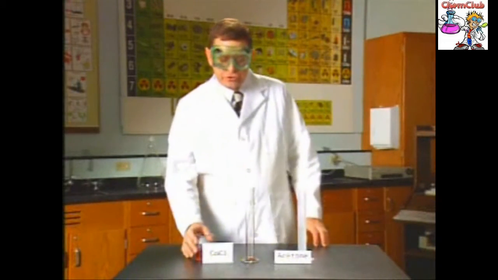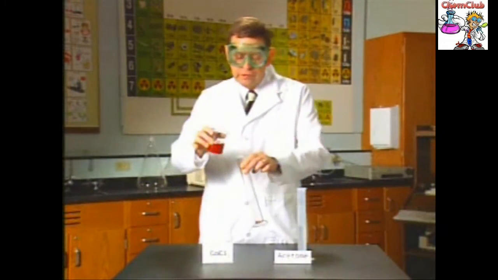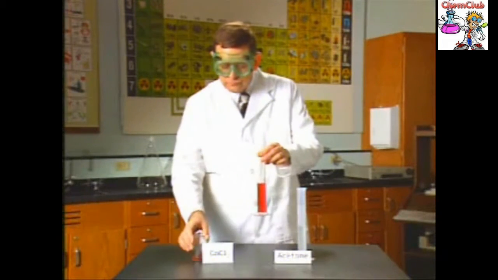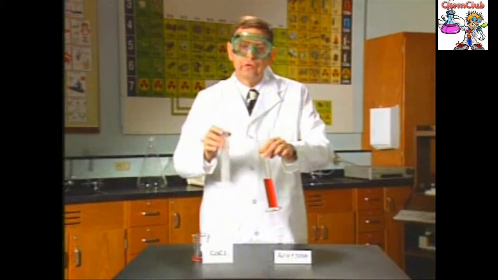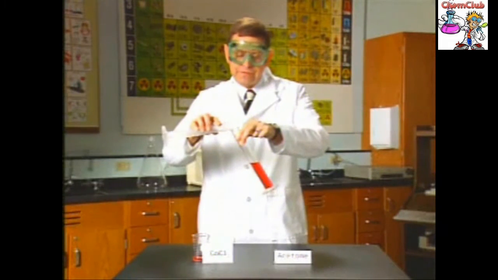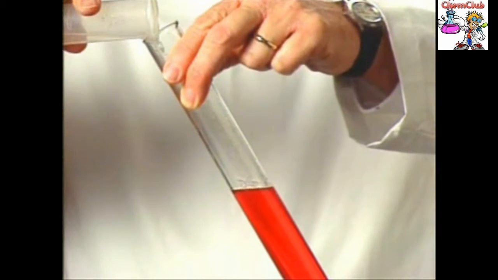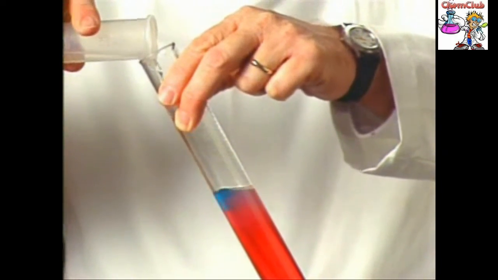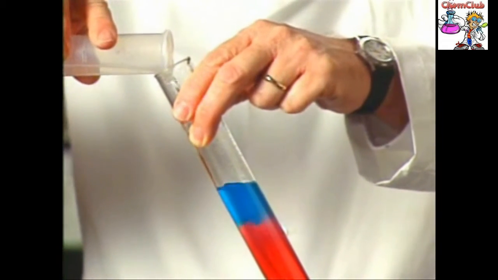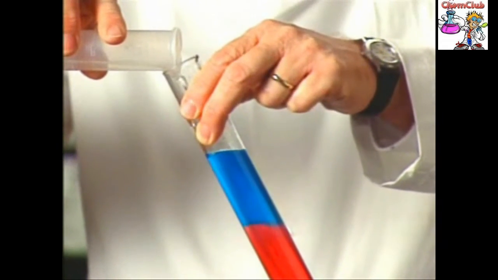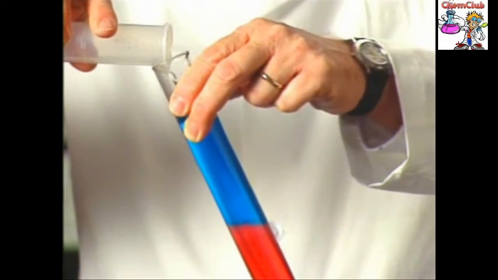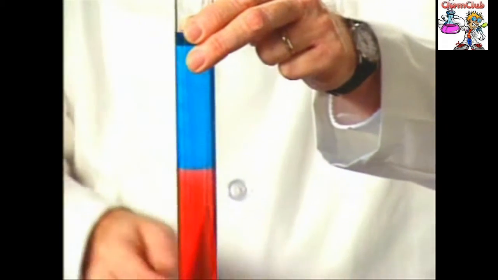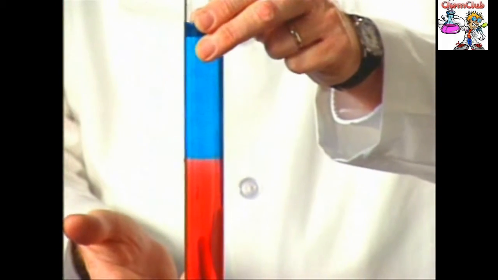Hydrogen bonding in a solution: we're going to use some cobalt chloride and add that to this graduated cylinder. Then we'll add acetone slowly down the side of the graduated cylinder. The acetone hydrogen bonds with the cobalt chloride solution. The acetone is less dense, so the aqueous cobalt chloride solution, the blue layer, will appear on top.